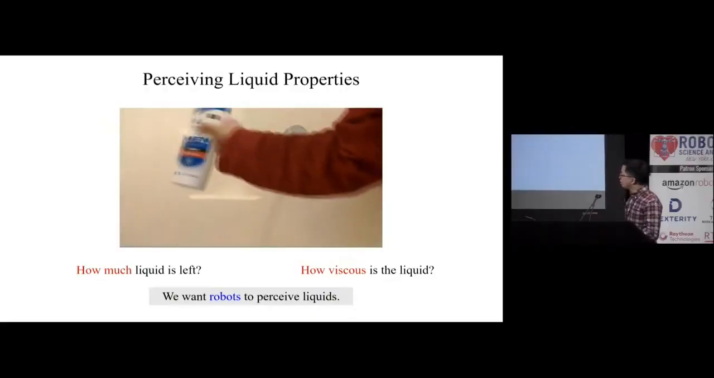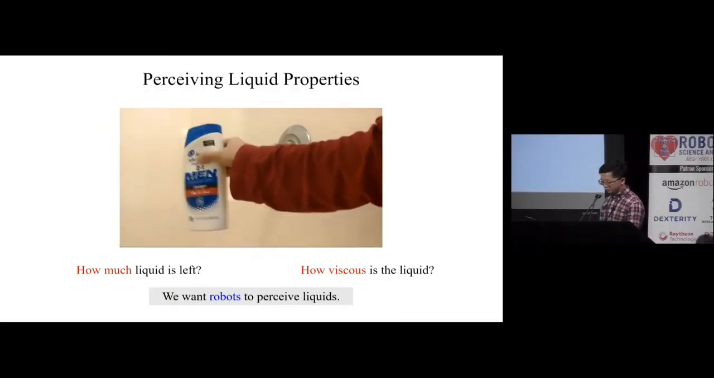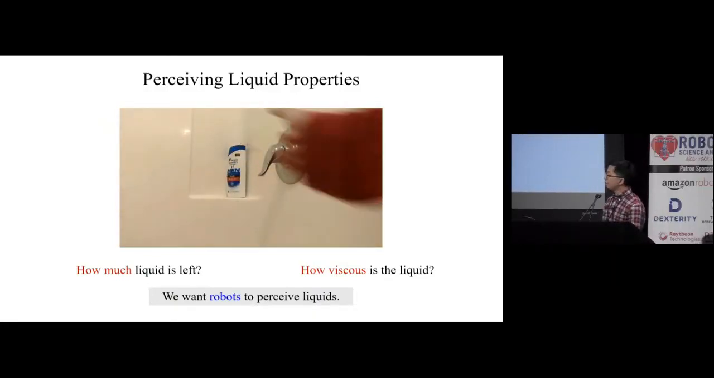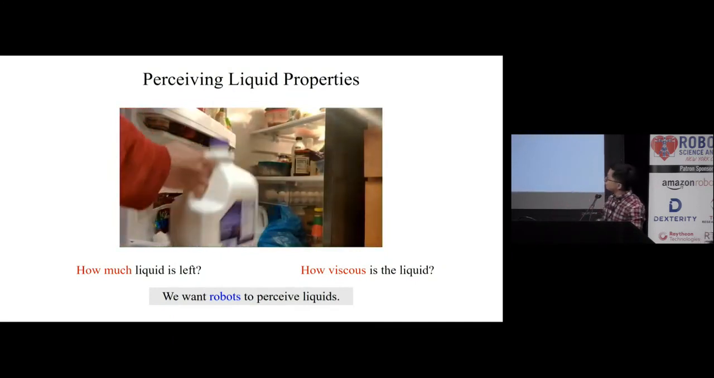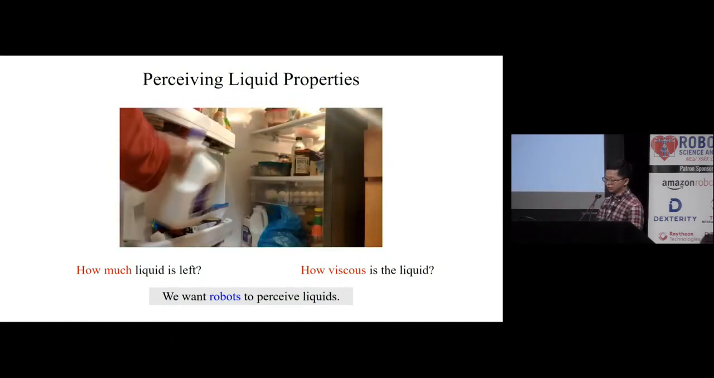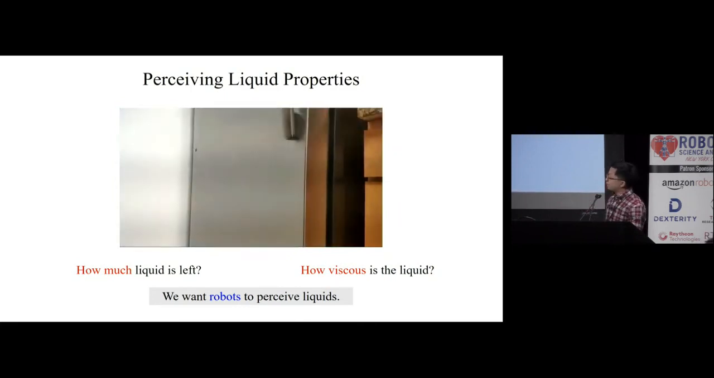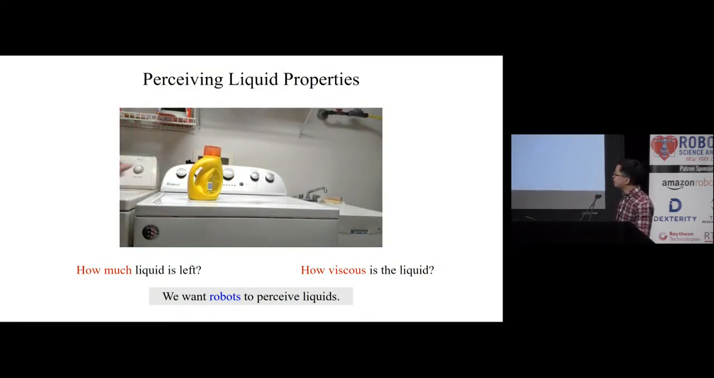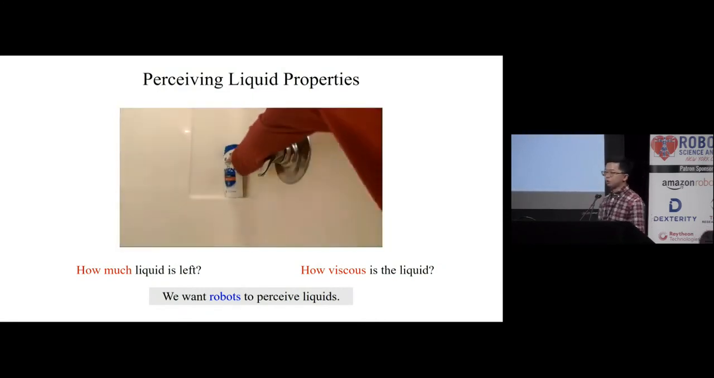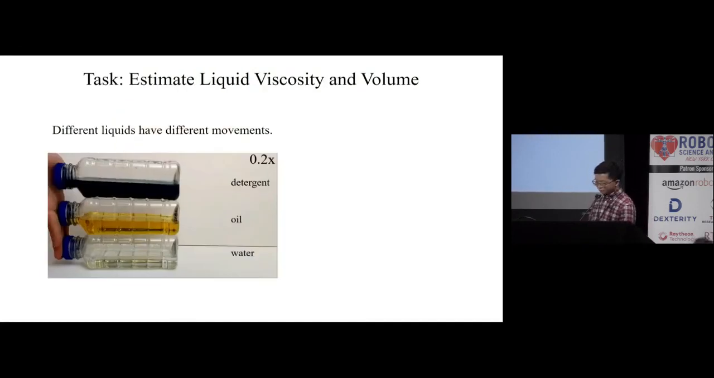Hello, I'm Hongrui Huang. For robots to operate in our households, they need to be able to perceive common objects. One common class of object is liquid, such as sauces, drinks, detergents, and so on. In this video, by shaking the container, humans can use tactile sensing to quickly answer questions like how much liquid is left and how viscous the liquid is. We want to enable robots with such an ability.